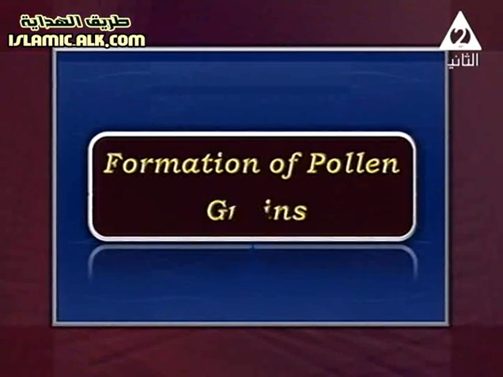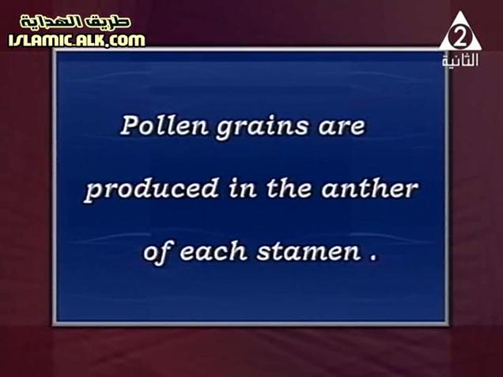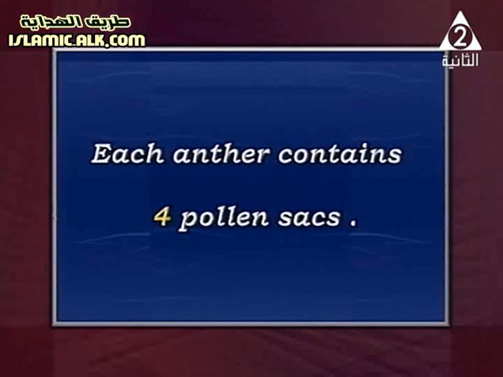Well, first, how pollen grains are formed inside the pollen chambers, or pollen sacs, of the stamen, and after that, how pollination occurs in flowers. Pollen grains are produced in the anthers of each stamen. As we said, each stamen consists of a filament and an anther. The anther is the factory for the formation of pollen grains. Each anther contains 4 pollen chambers, or 4 pollen sacs.